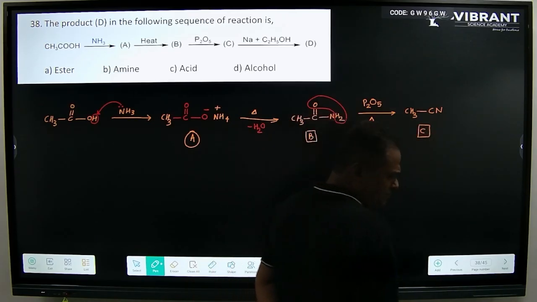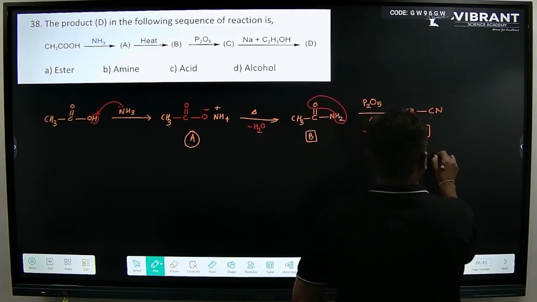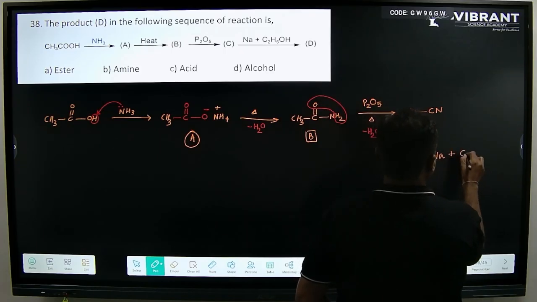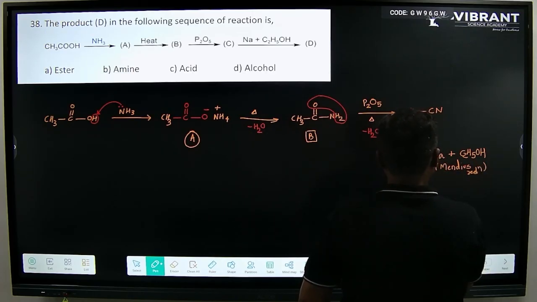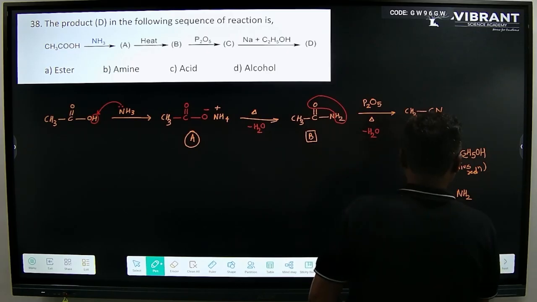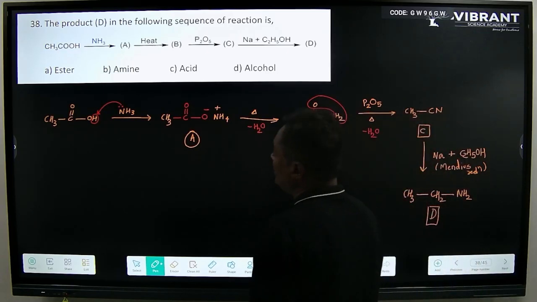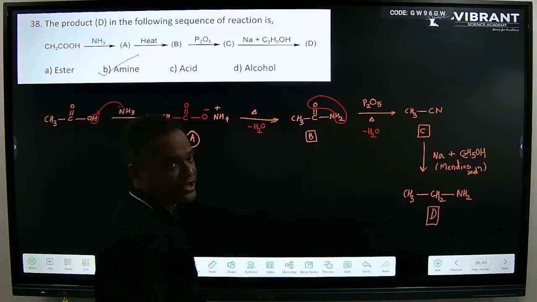Now, last part. Child, cyanide on treatment with sodium and ethyl alcohol. Do you remember, child, one of the reactions which is a reduction, and this reaction is one more well-known reaction called Mendius reduction. Do you recollect that, child? Where your cyanide gets converted to a primary amine. That means the final answer, what you are going to get as D, would be an amine. So your correct answer for this MCQ is B. I hope this is clear, child.